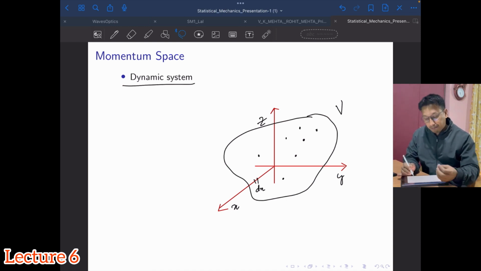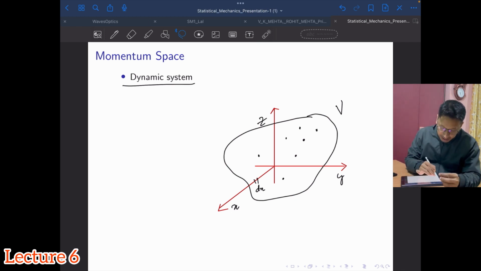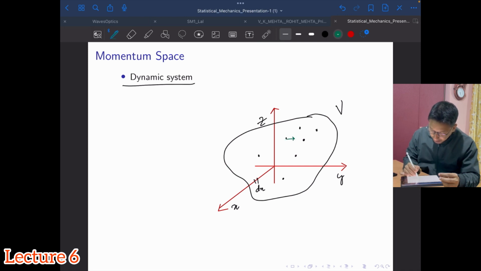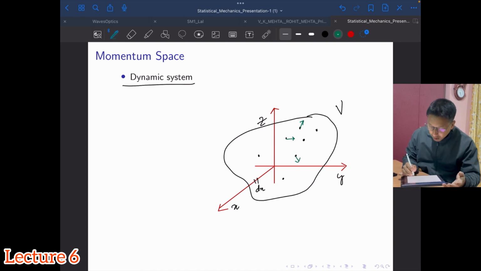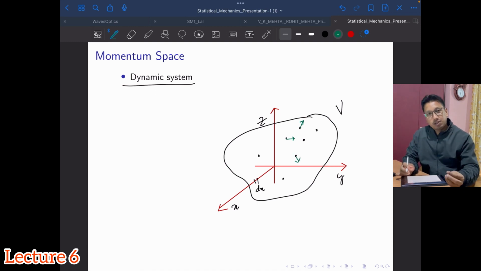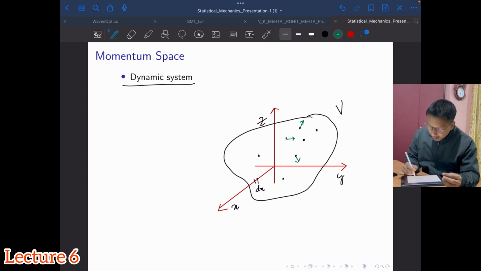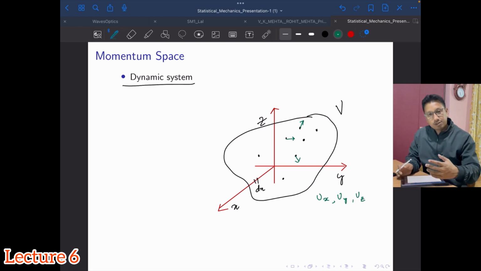So the particles are moving. To describe the system completely, the position coordinates are not enough, because each of these particles is associated with some kind of velocity. Each of them may be moving randomly, but each is associated with a certain velocity. So I need a velocity axis as well: Vx, Vy, Vz. Then only can I describe this system.